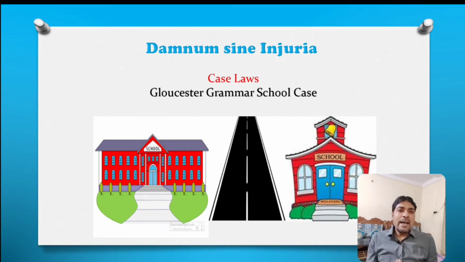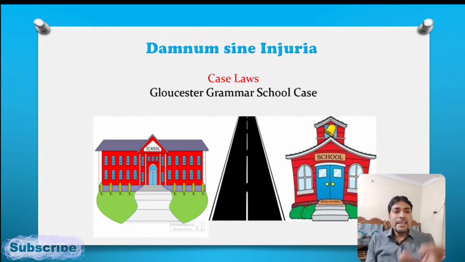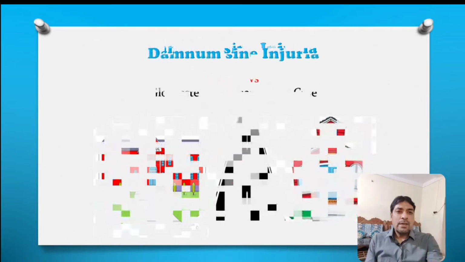So the court says that here, no doubt, the plaintiff sustained a loss, but his legal right is not violated. Hence the court decided the case in favor of the defendant and held the defendant not liable. It means the court decided the case in favor of the defendant.